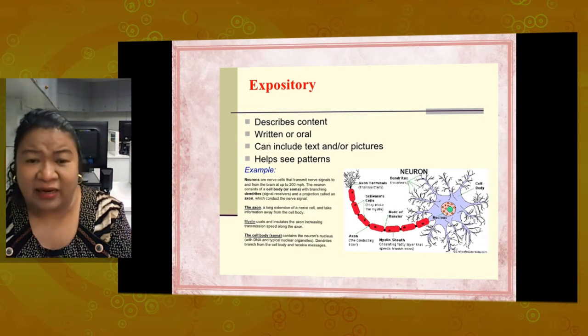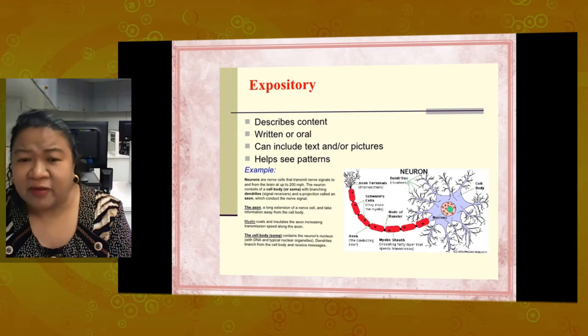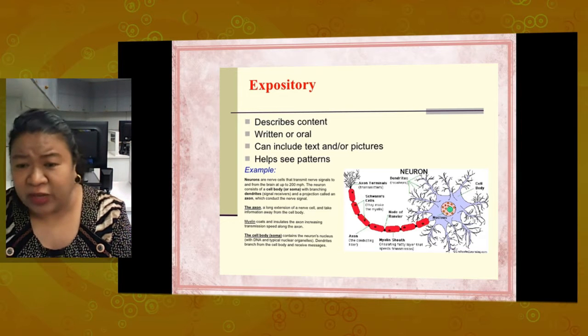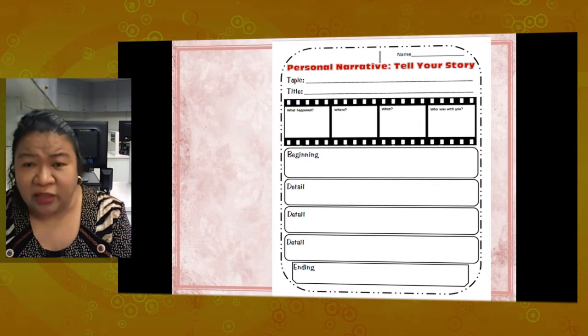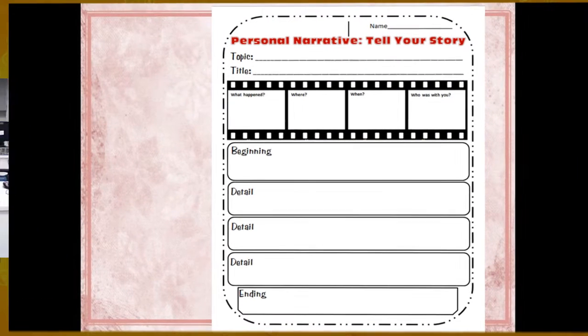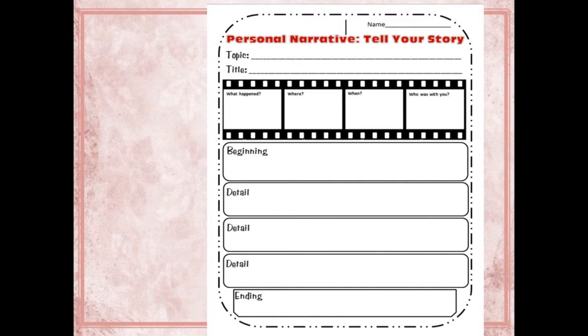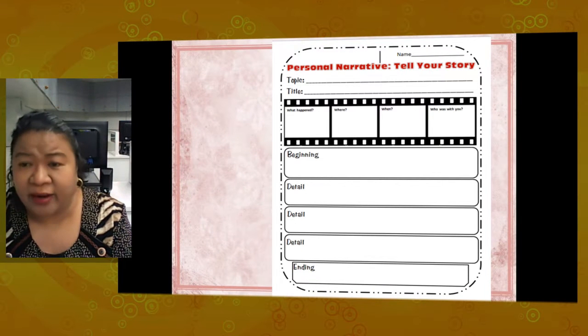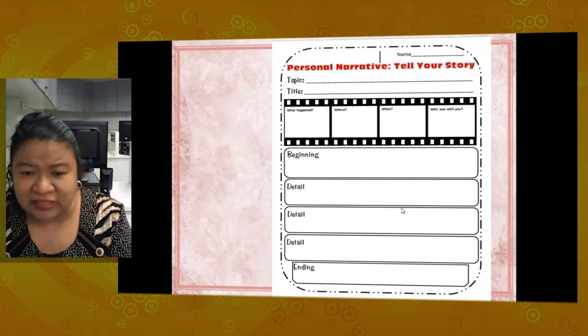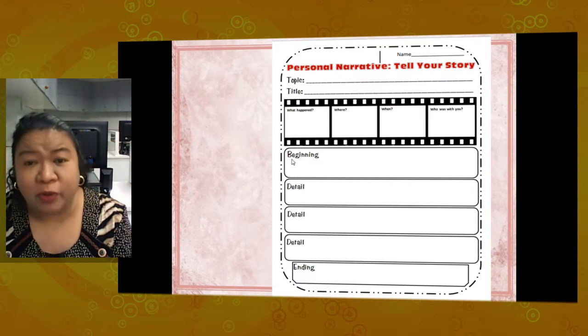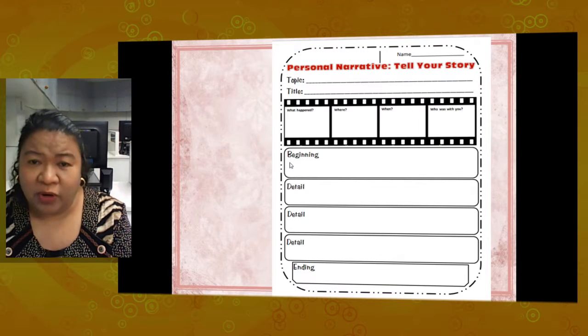So it's like an illustration that shows to you the content, through text and pictures, and it also helps establish the patterns of the concepts that you are learning. A narrative, as I've mentioned, tells you a story. So it's very useful in indicating what happened, where, when, who was with you, no? And then your learners can put details here. So this is an example of a narrative organizer.